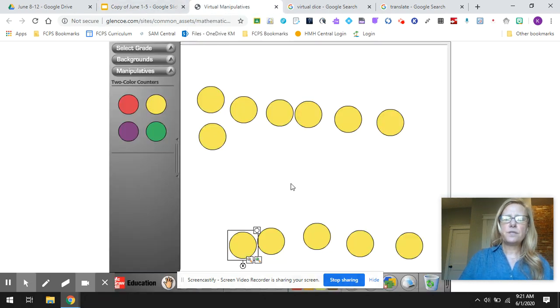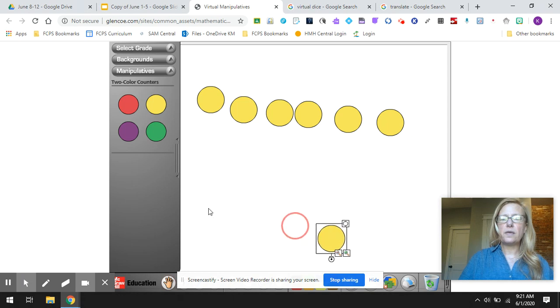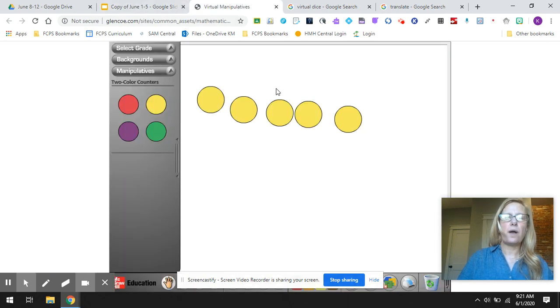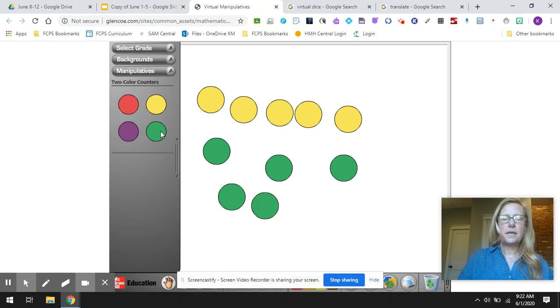But what about that count-on strategy? Let me get rid of these first. We start with 5 because that was the lesser number. Then we add on until we get to 12. So here I have my 5. This time I'm going to add on another color so I don't get confused. So 5, 6, 7, 8, 9, 10, 11, 12.